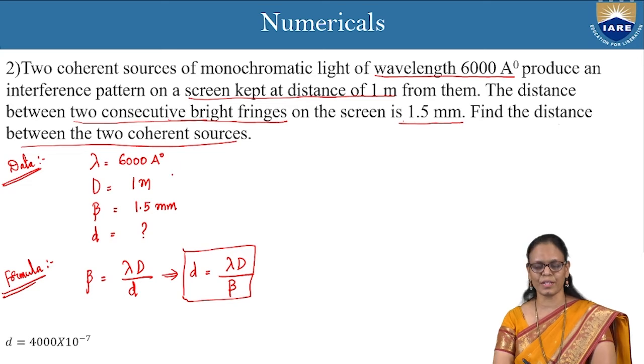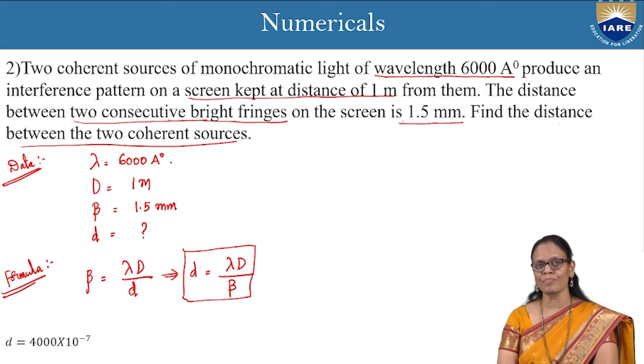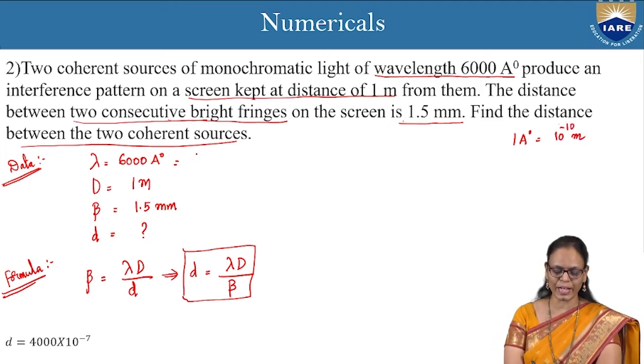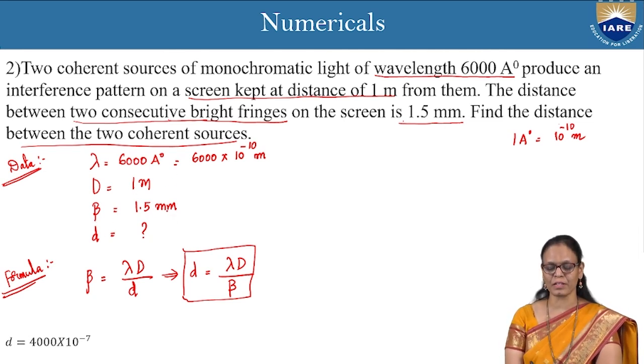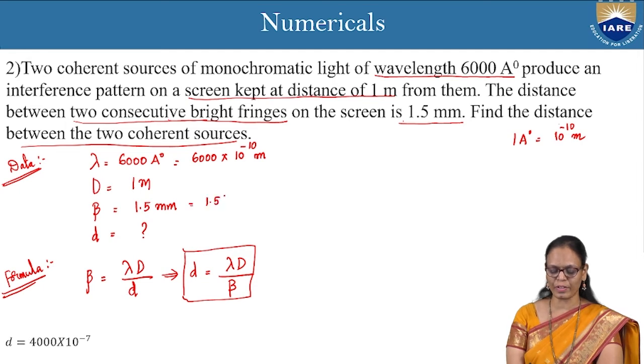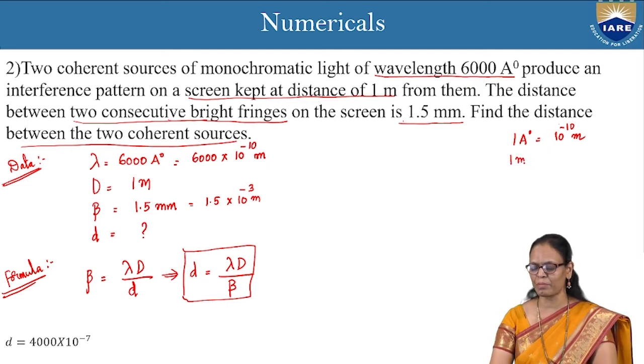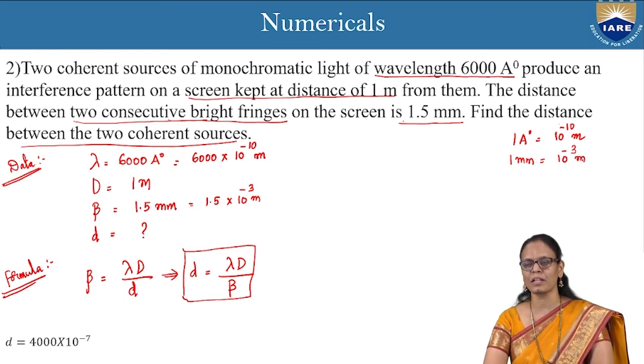Now let us look at the units. The wavelength is given in angstrom and in SI unit it has to be expressed in meter. So 1 angstrom is equal to 10 power minus 10 meter. So we will write this as 6000 into 10 power minus 10 meter. D is given in meter. The fringe width beta is in millimeter, so we will write it as 1.5 into 10 power minus 3 meters. This we have already discussed: 1 millimeter, milli means 10 power minus 3, so this is 10 power minus 3 meter.